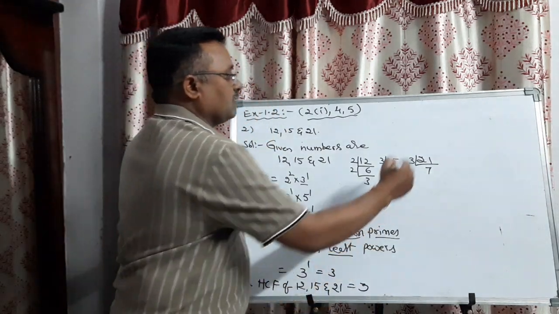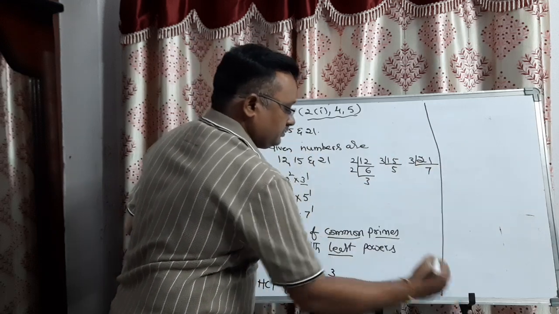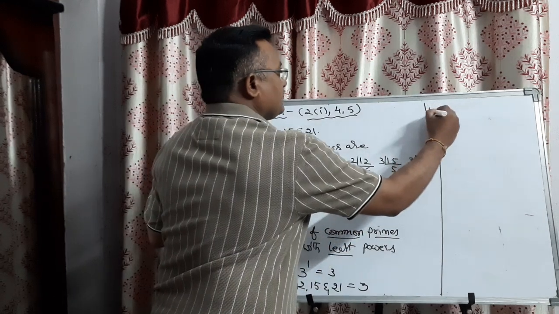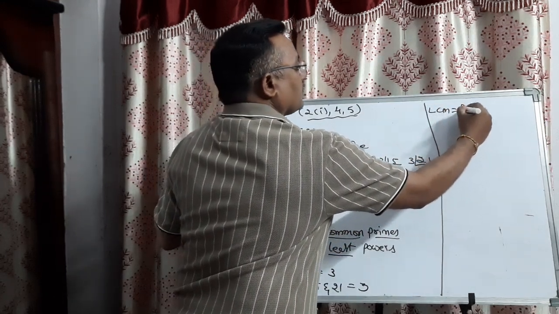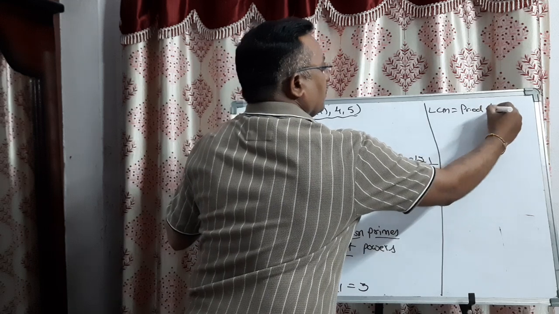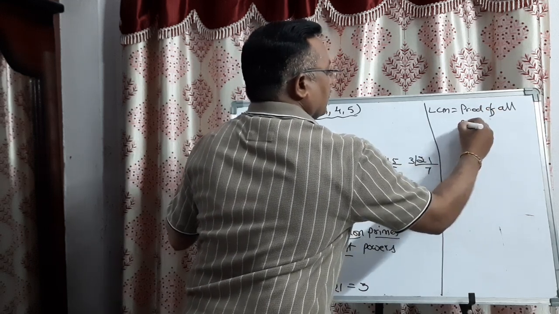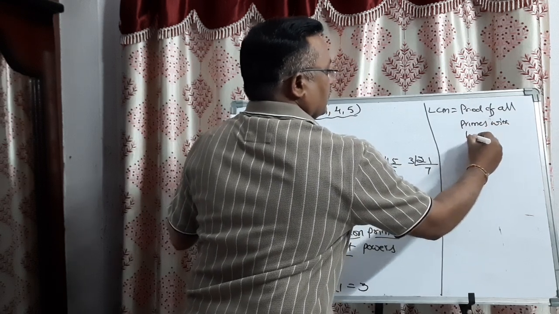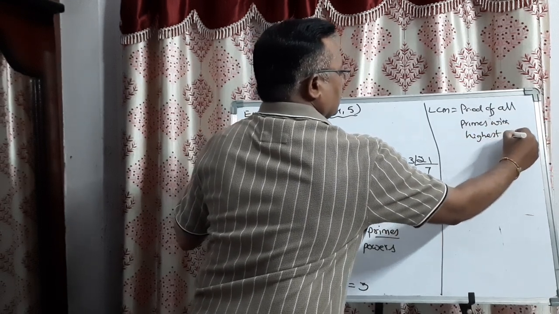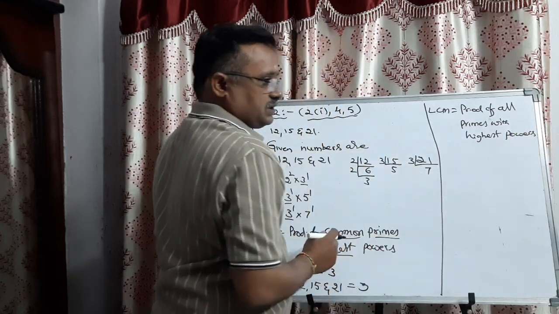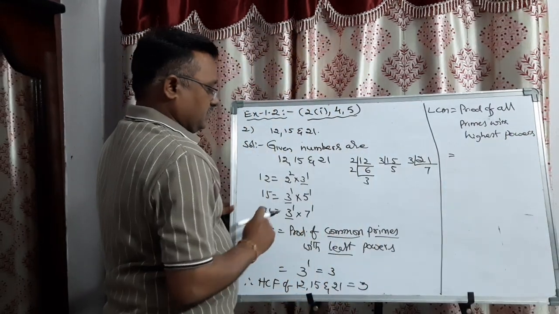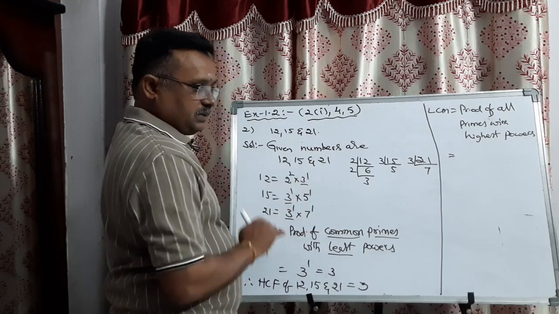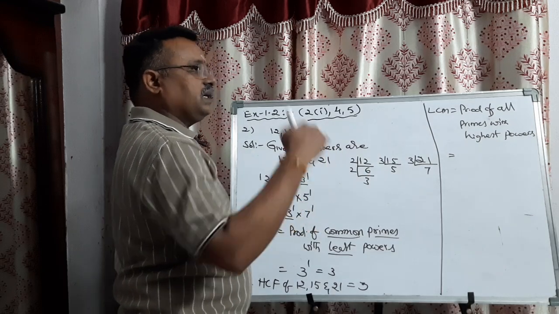Right. Now coming to the LCM. Have you understood this? Write in detail. Now LCM is equal to the product of all primes with their highest powers. Means what? What are all the primes? 2 is a prime, 3 is a prime, 5 is a prime, 7 is a prime. Write all the primes and take their highest powers.